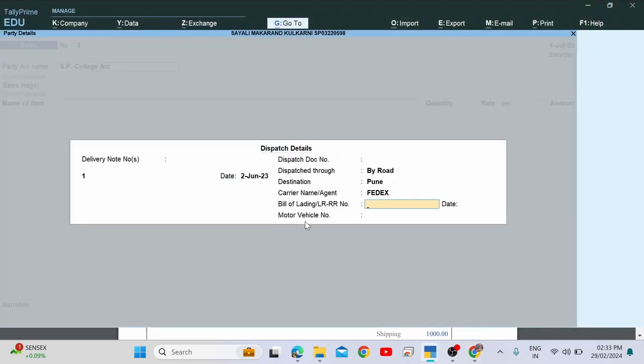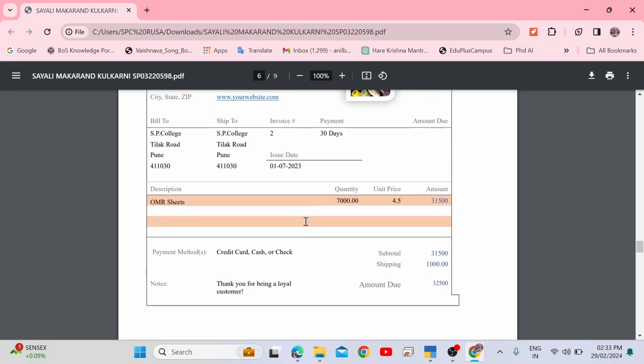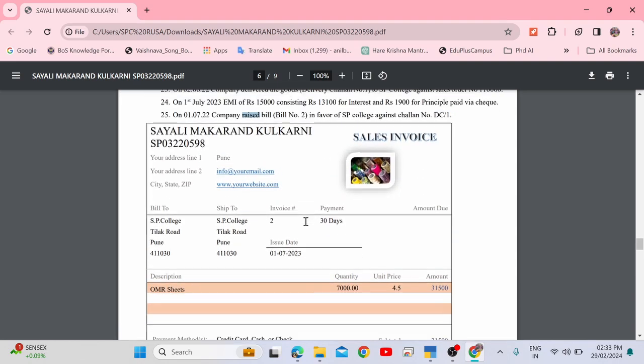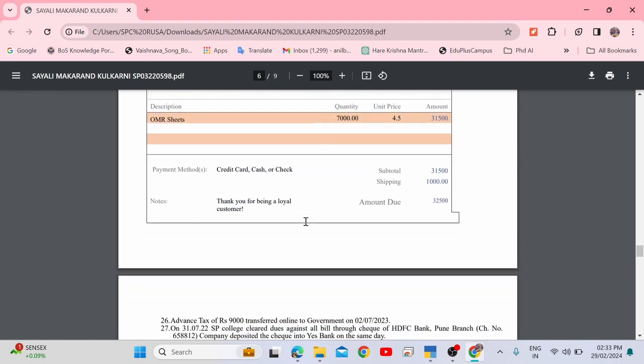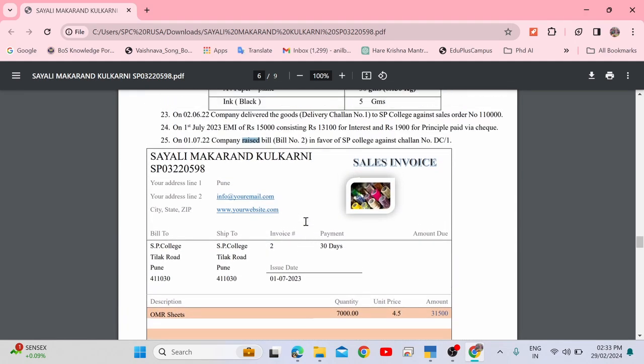Now in this, have they mentioned any vehicle details? Do you have vehicle details? No, we don't have vehicle details.